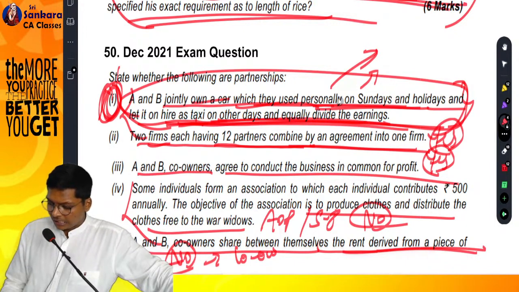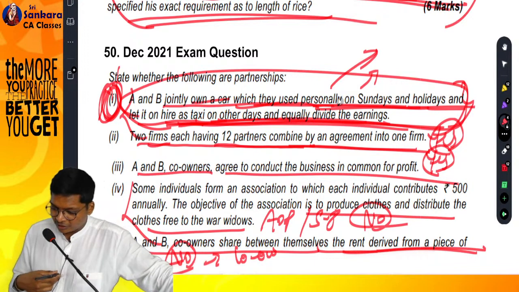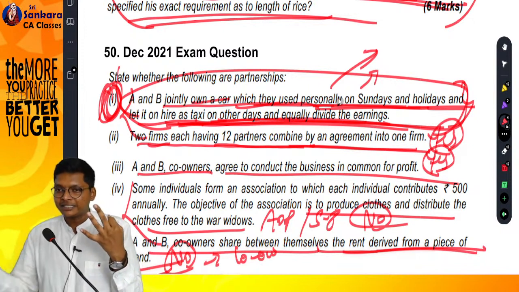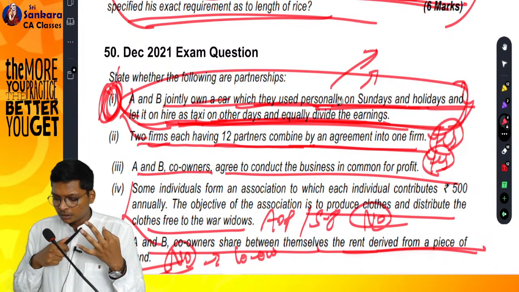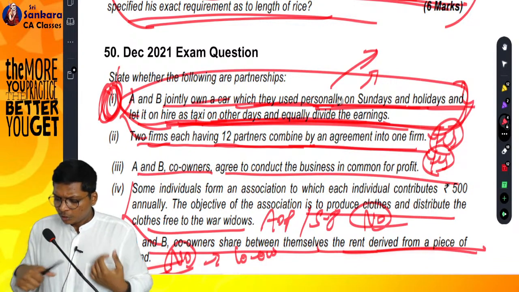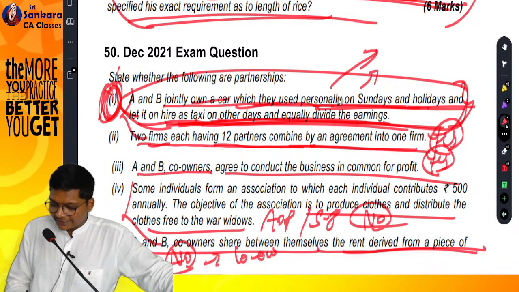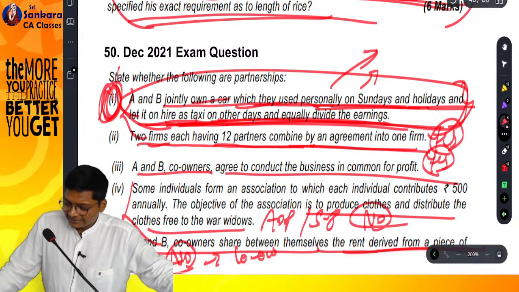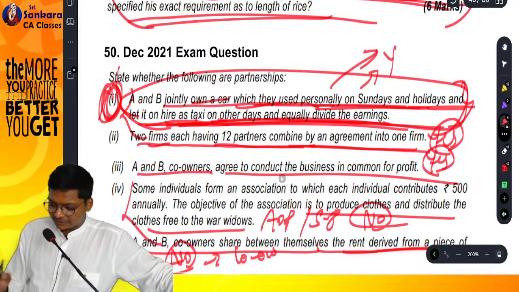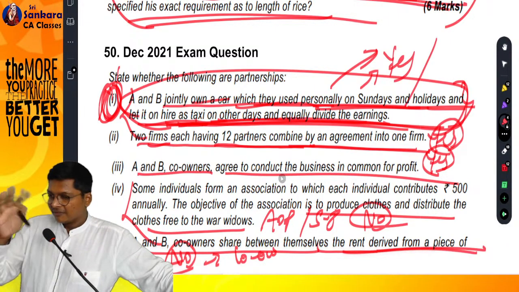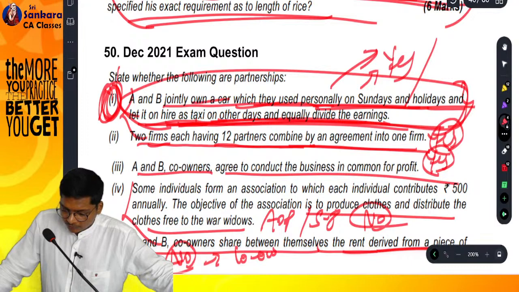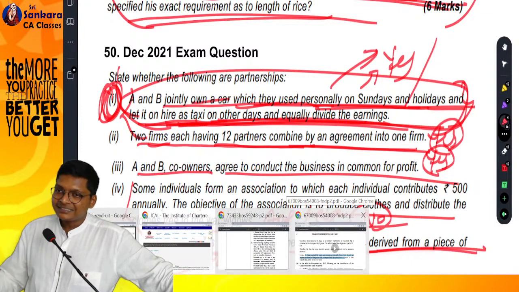Personally on Sundays and holidays, and let it on hire as taxi on other days, and equally divide the earnings. What's the definition of partnership? Three important things. Mutual agency. No, one person can act on the other. No. If I want, I can give the car on rent to let it on hire as taxi on other days. Let's check the answer. I think it's no partnership, but again, very close call, guys. Partnership or co-ownership, close call. Let's see the answer. Based on my assumption and explanation, the answer can change.